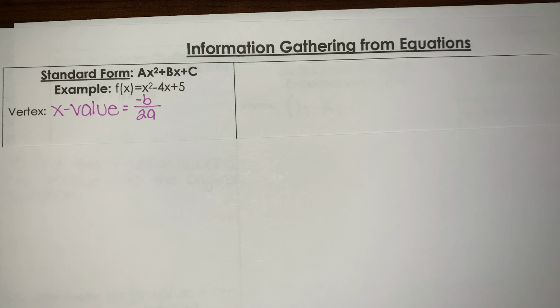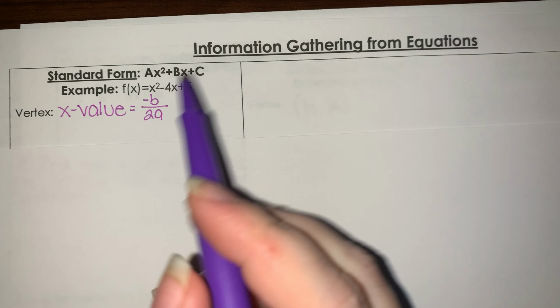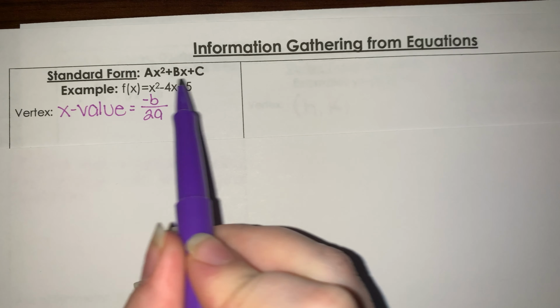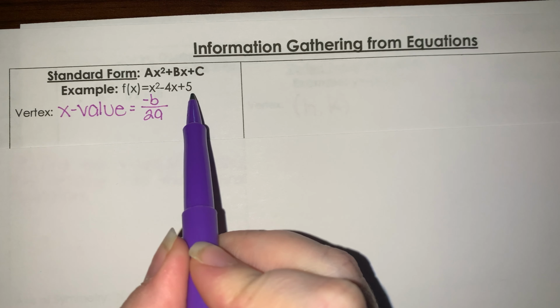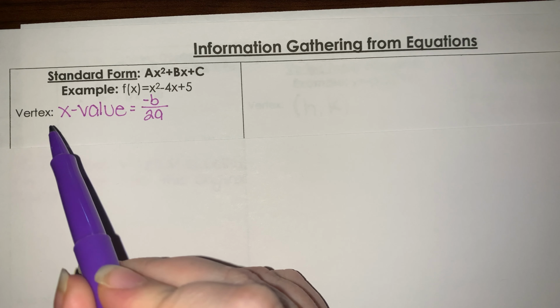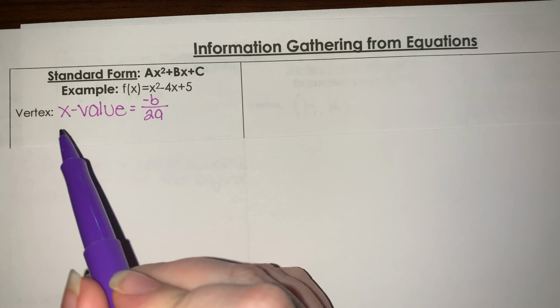In this video, I'm going to show you how to find different pieces of information from the three forms of quadratic equations. So the first one we have here is standard form. The basic version of standard form is written up here with an example written down here. So one thing we can find from standard form is the vertex.